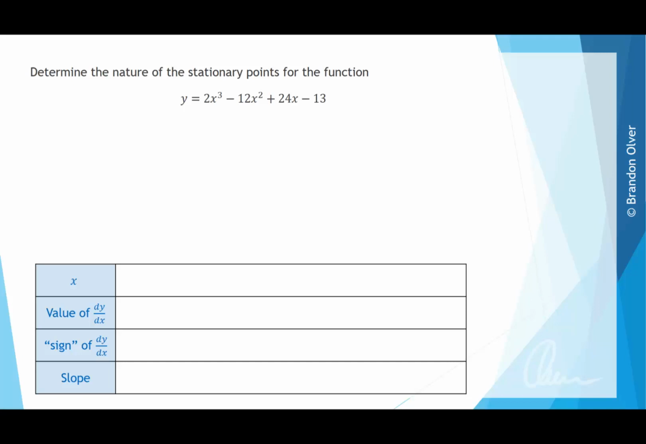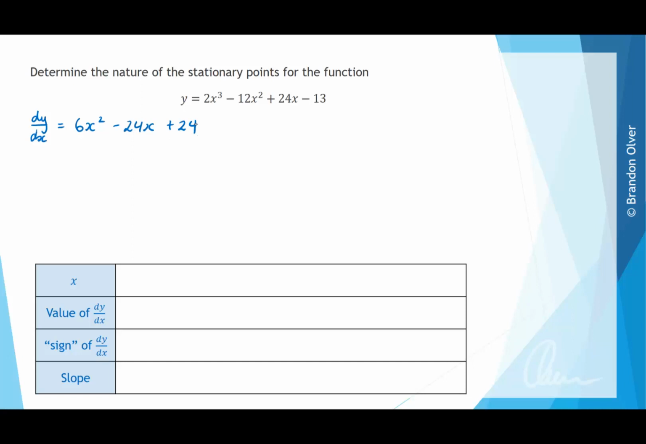Determine the nature of the stationary points for the function y equals 2x to the power of 3 minus 12x squared plus 24x minus 13. So the first thing we want to do is calculate what dy dx is. And using power at the front, one off the power to differentiate each of these terms, we find that this is equal to 6x squared minus 24x plus 24.